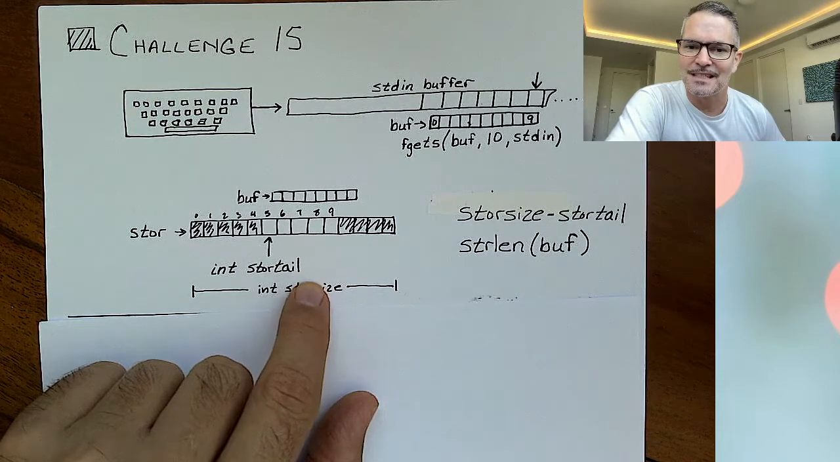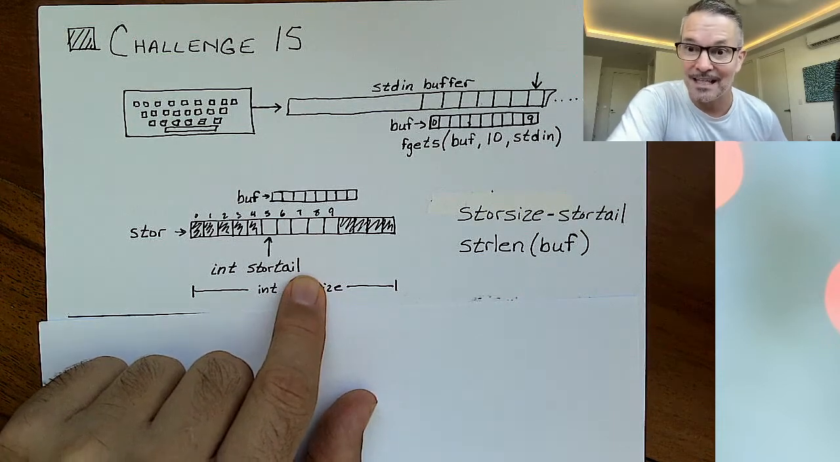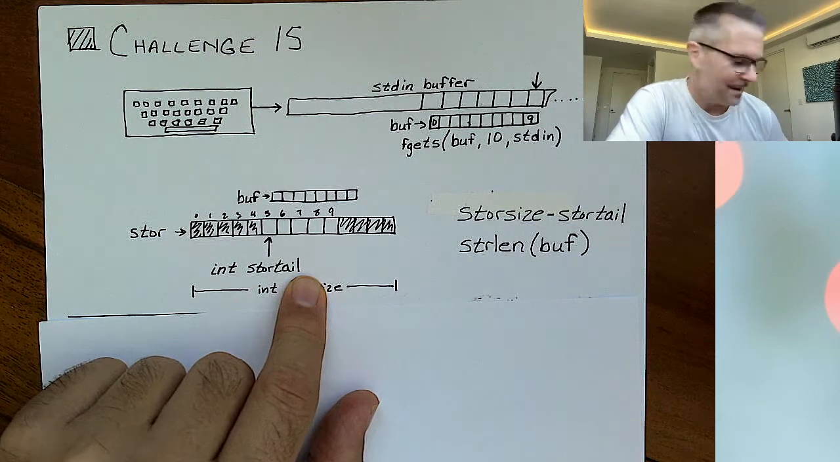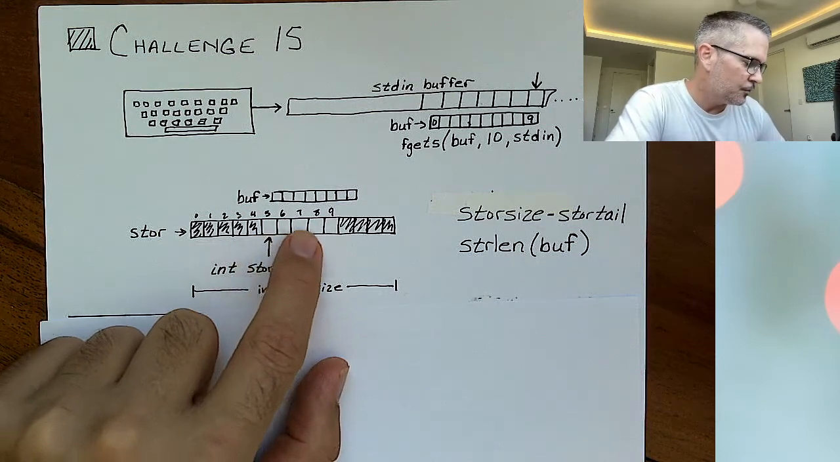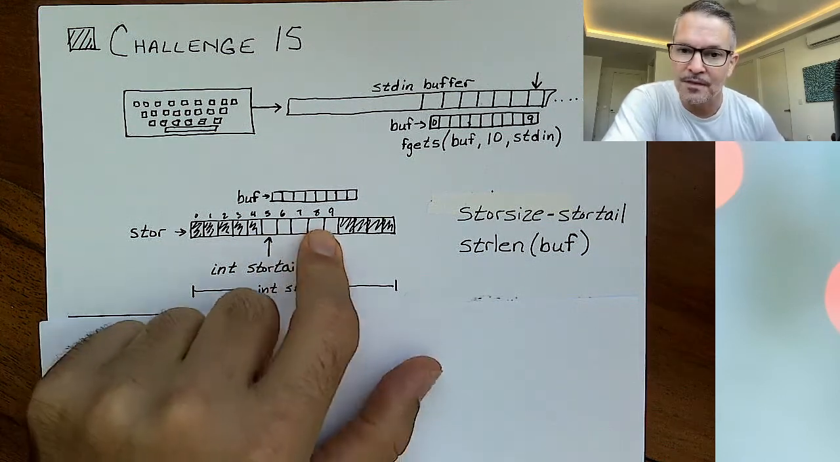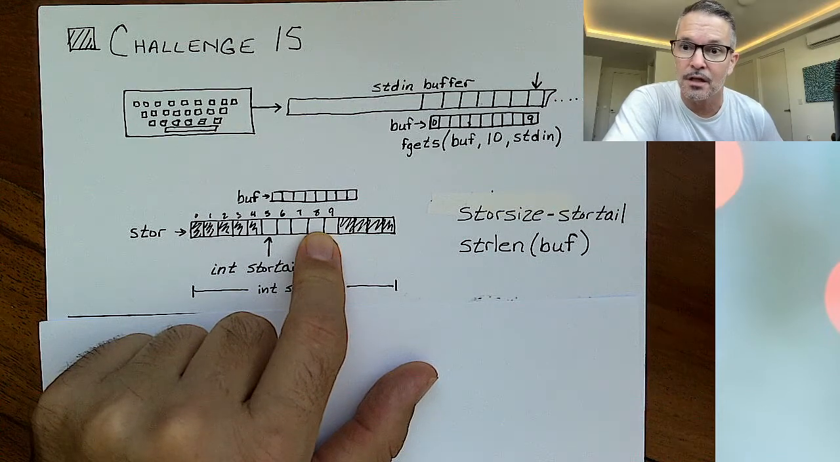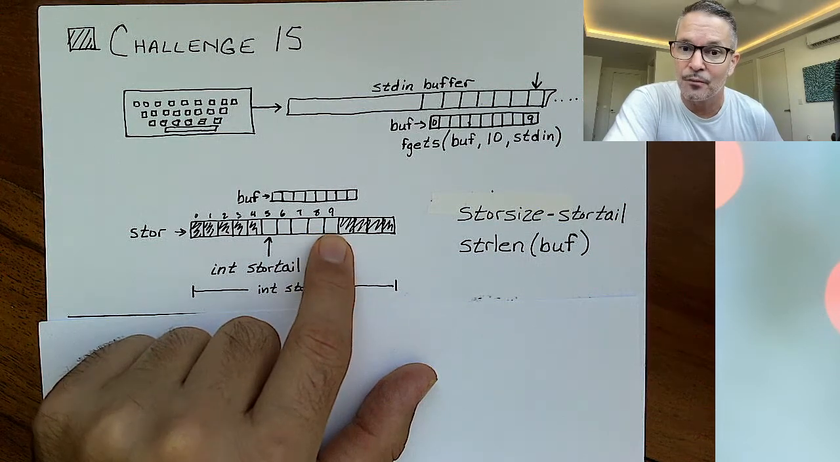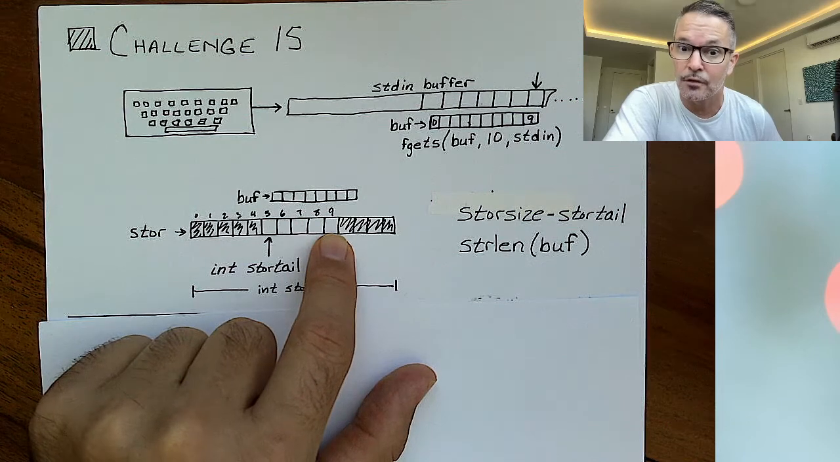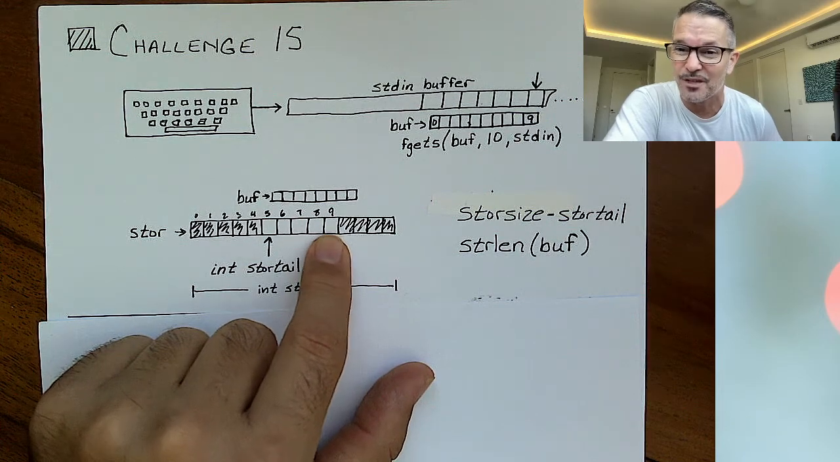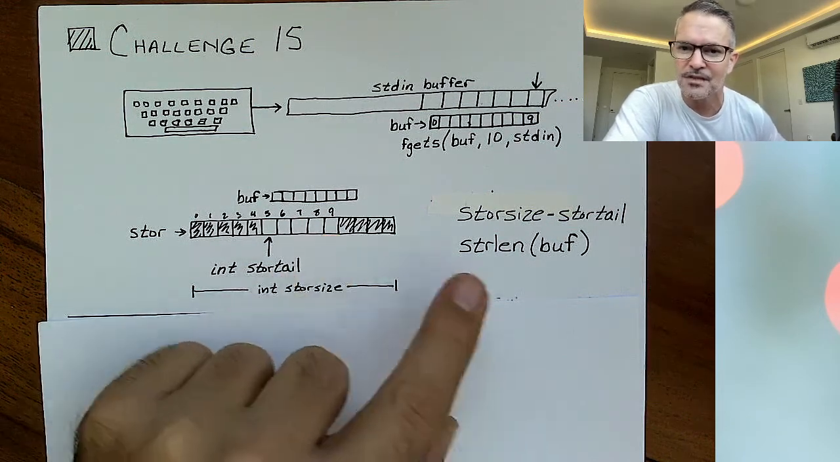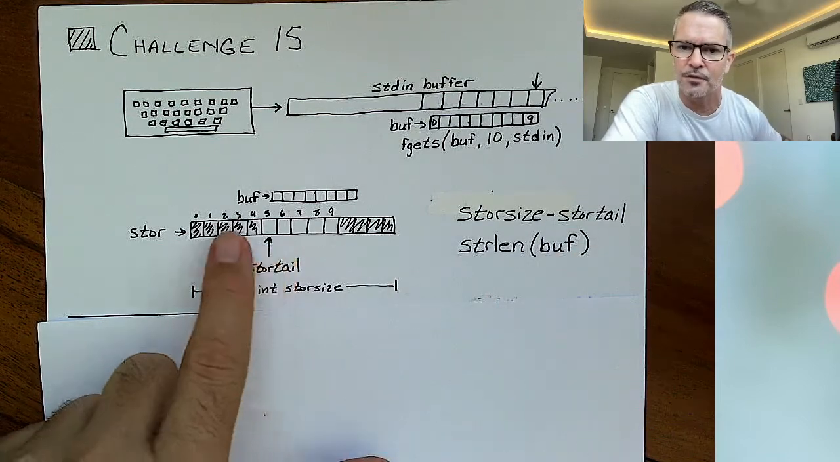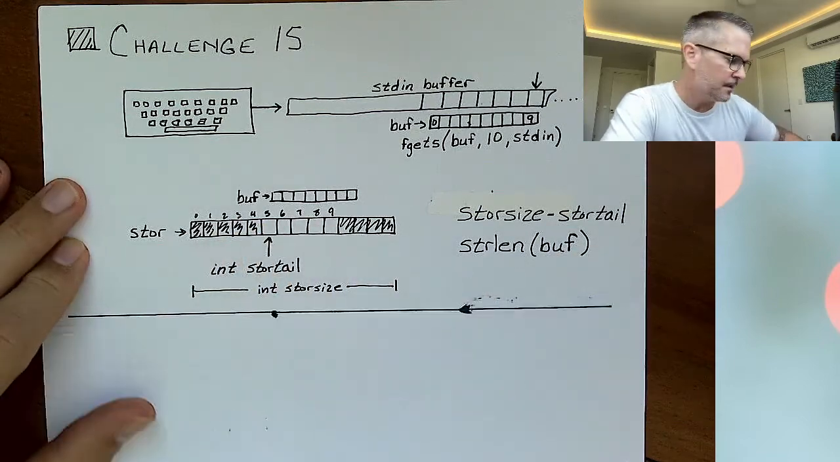Storage tail minus 10 equals 4. So I have 1, 2, 3, 4 spaces where I can store more information, more characters from the string. Why only 4? Why not 5? Well, I need that 5th one for my null character, my termination character, so it's not really available. So storage size minus storage tail equals how much space I have available.